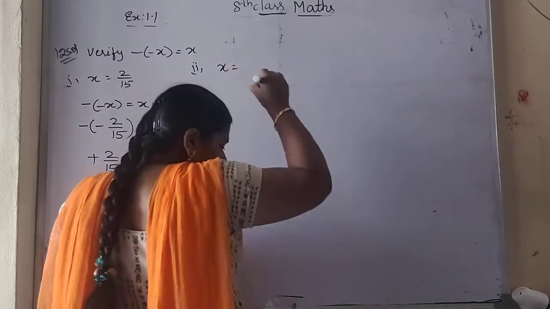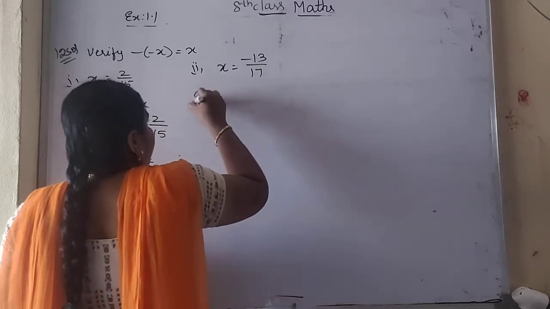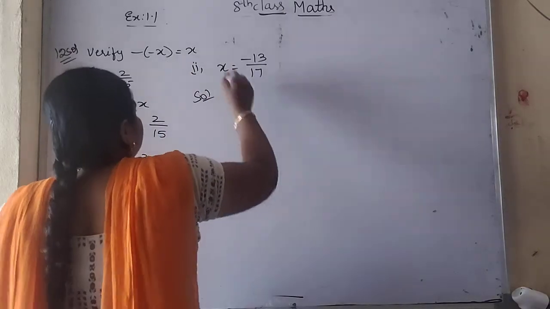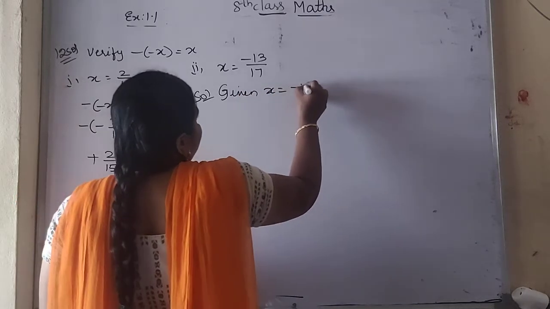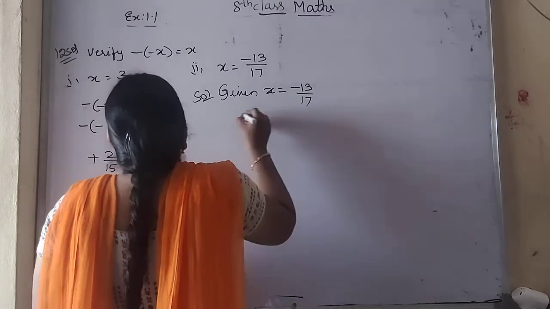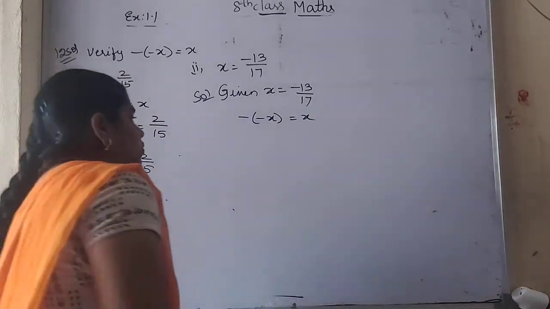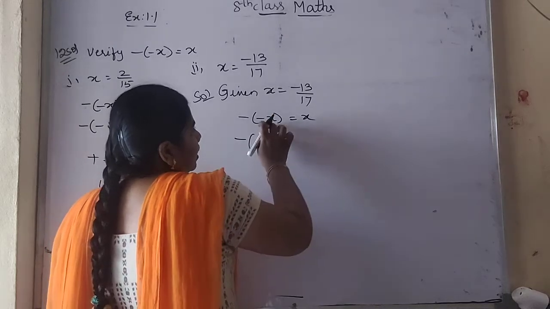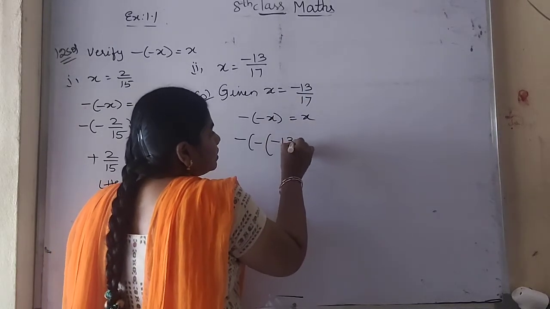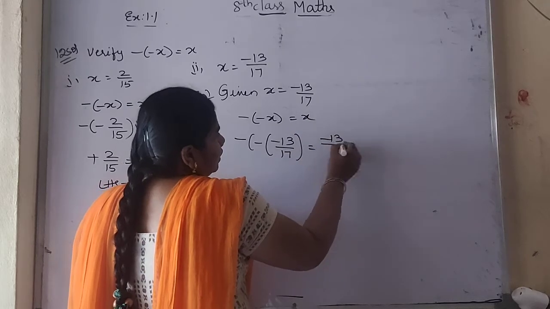So second one, x is equal to minus 13 by 17. So again we have to substitute in this condition. Given x is equal to minus 13 by 17. Minus of minus x is equal to x, they told. So here minus as it is. In this case minus as it is. X value is minus 13 by 17 is equal to x value is minus 13 by 17.